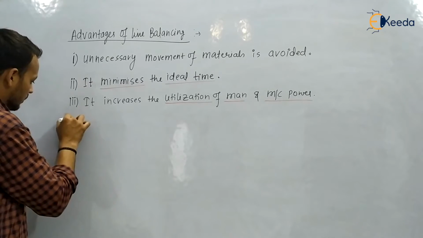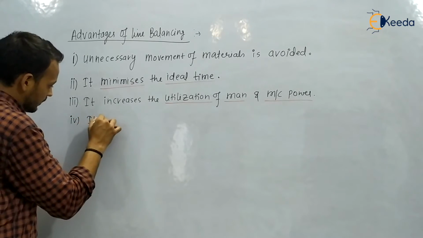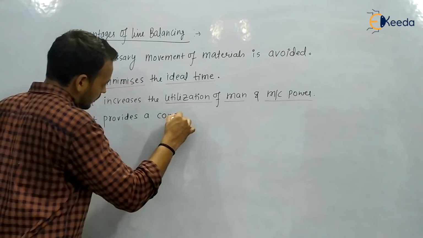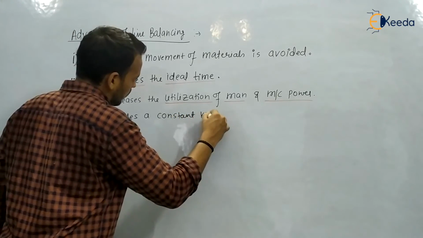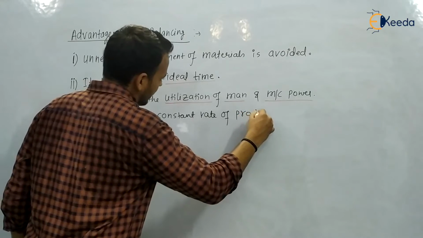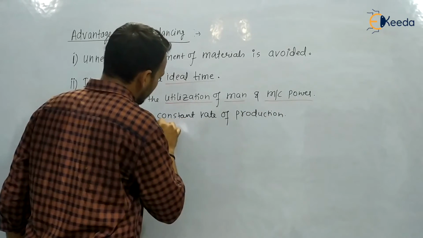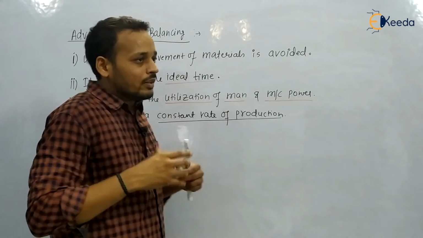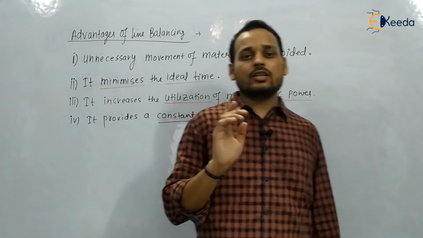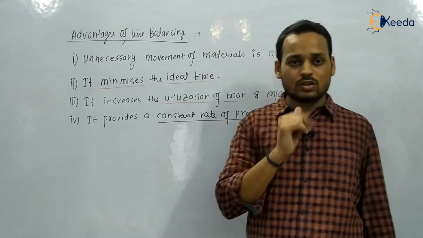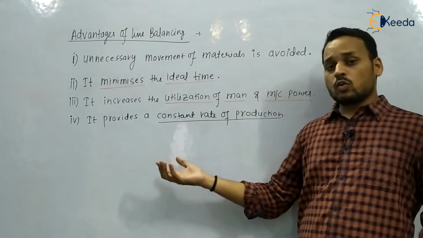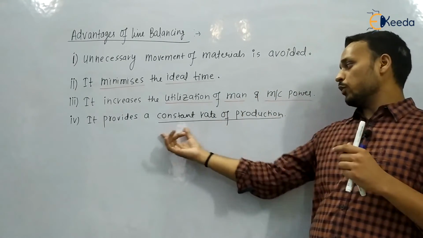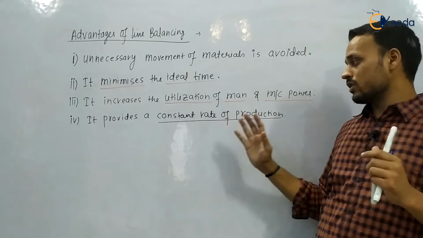Another advantage is that this assembly line provides a constant rate of production. That means every day we are going to set the target. Suppose we set that each and every day we should assemble at least 1000 cars. It means daily we are going to get that. So it provides a constant rate of production.